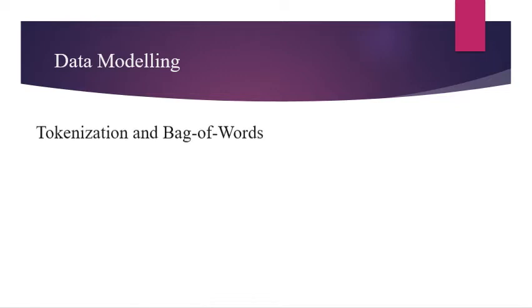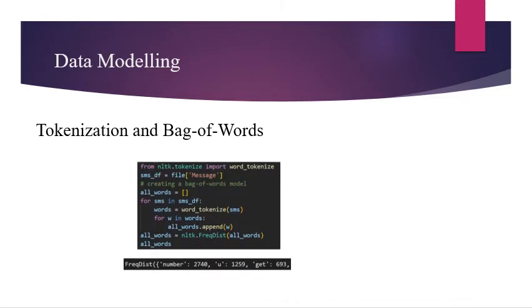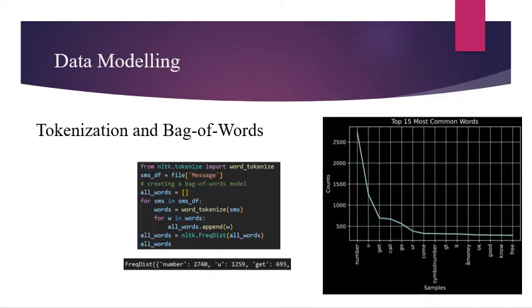So after pre-processing, we move towards data modeling. Data modeling is basically organizing data into the formats we want. It is the same as how we organize books in libraries. Here we used tokenization, splitting the sentences into words for further modeling, and stored them in a bag of words. This graph shows the top 15 most occurring words in our CSV.